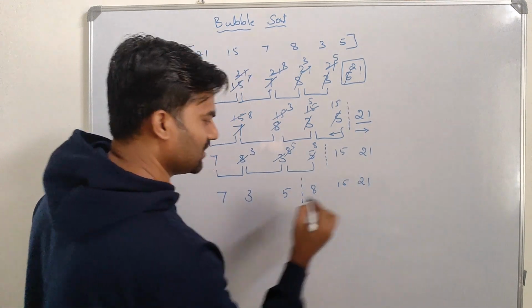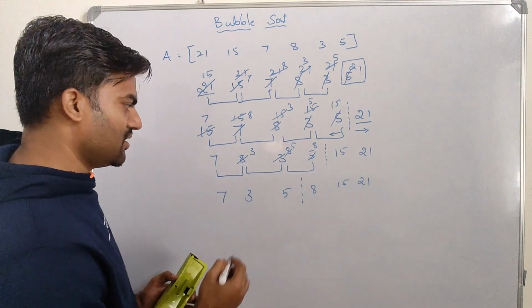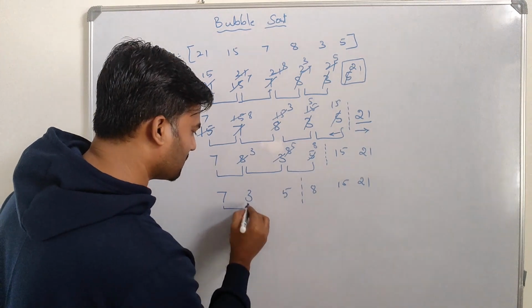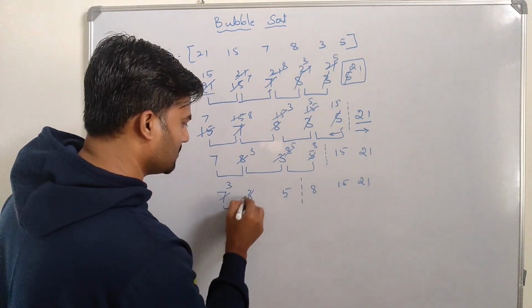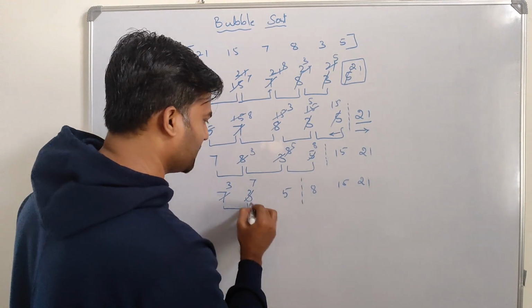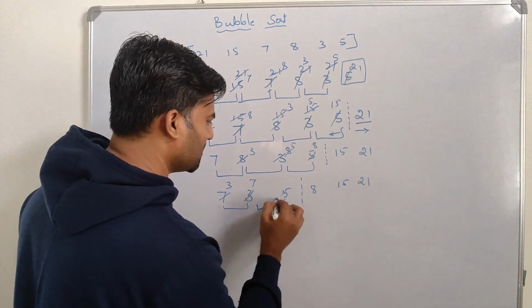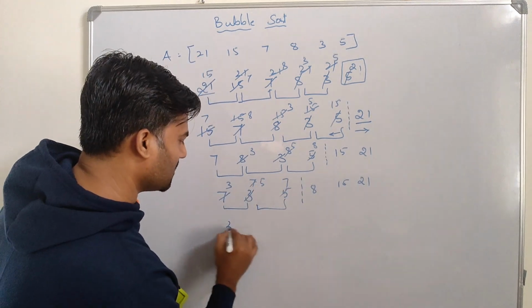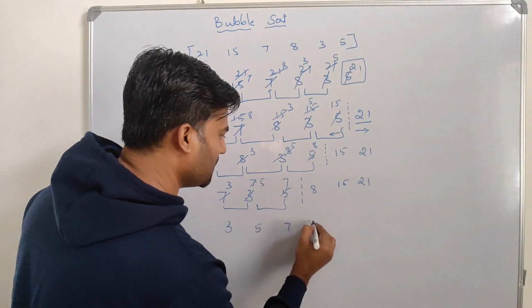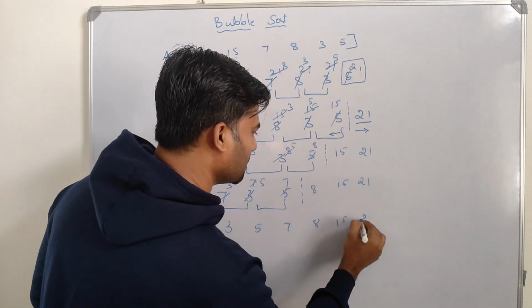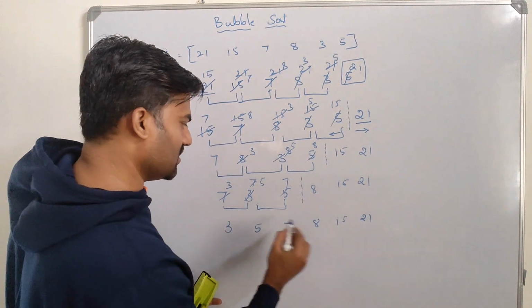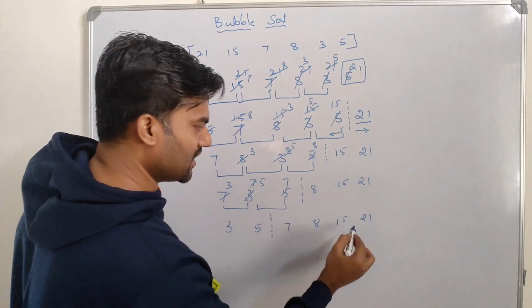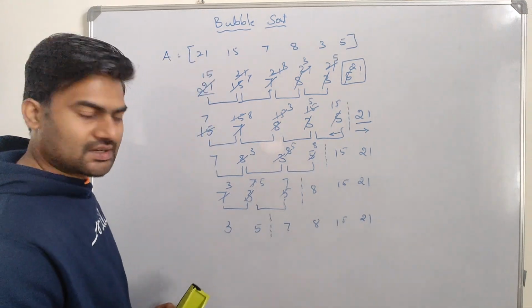Till here the array is sorted. We will repeat the same thing. Out of these two, 7 is bigger, so swap. Out of these two, 7 is bigger, so swap. Now at the end of this iteration we get something like this. Now till here the array is sorted, and the rest is unsorted.